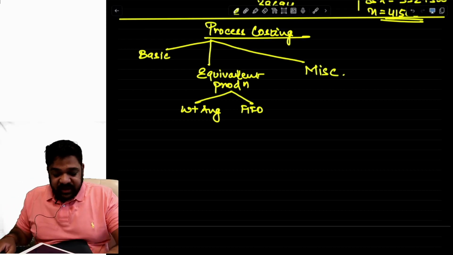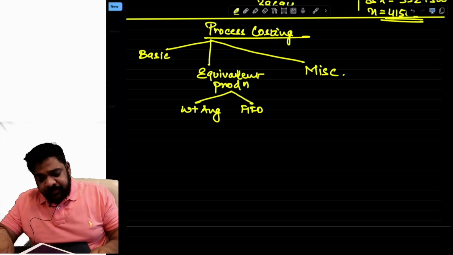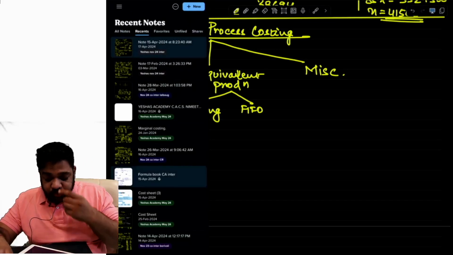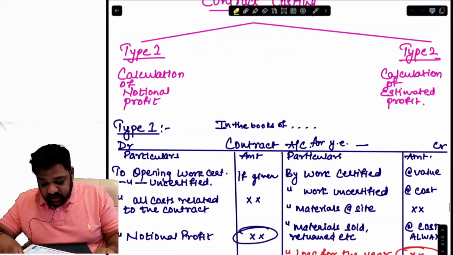Okay, we'll quickly revise this from our formula book. I think that will be the best for you to quickly understand all the nuances.